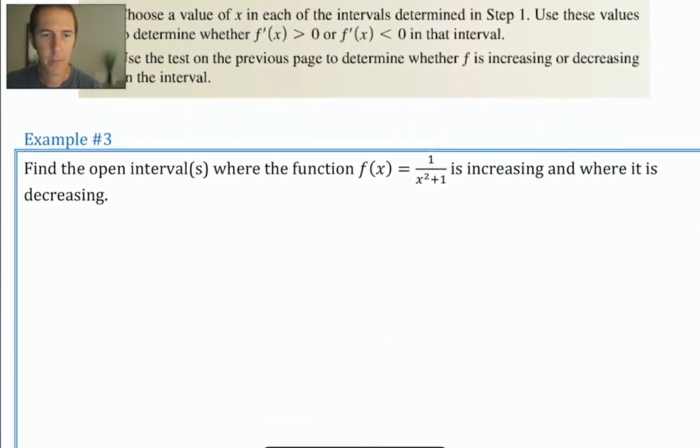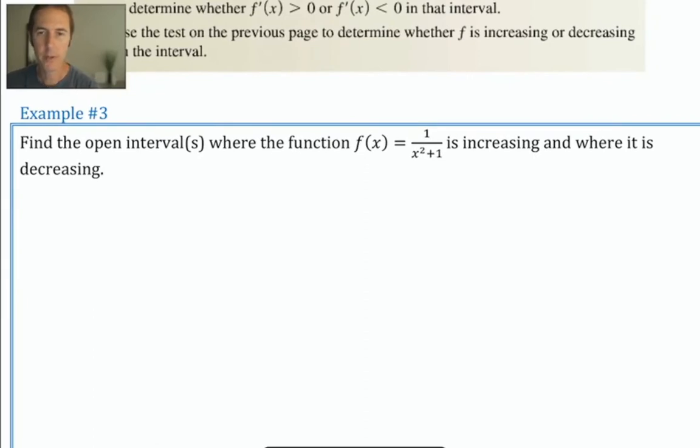Let's try it. So find the open intervals where the function is increasing and where it is decreasing. So the first thing we're actually going to do is find out where it's neither increasing nor decreasing. We're going to find out where f prime is equal to 0. So let's find our first derivative.